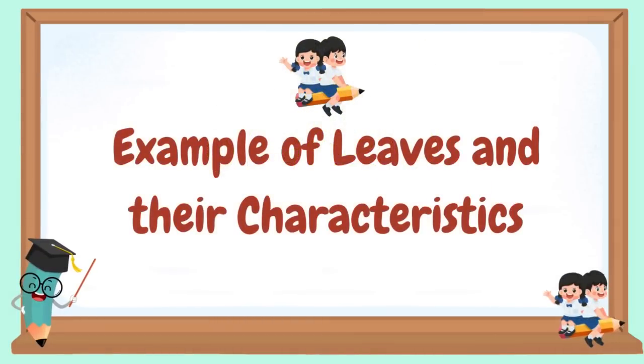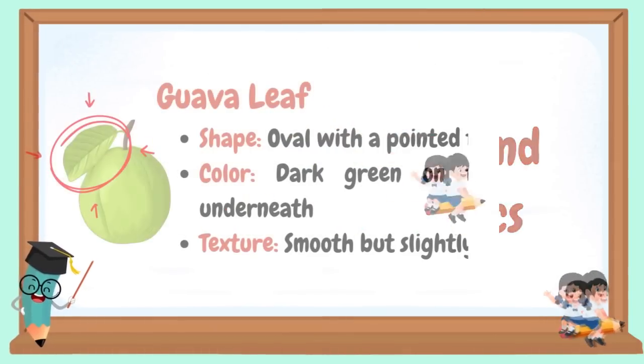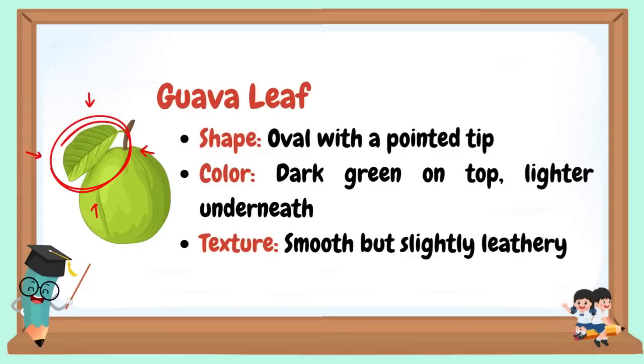Example of leaves and their characteristics: guava leaf, shape oval with a pointed tip. Color, dark green on top, lighter underneath. Texture, smooth but slightly leathery.